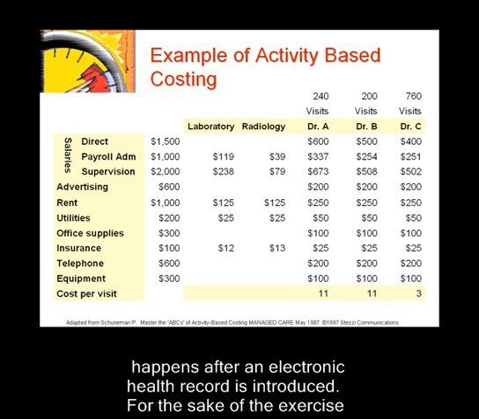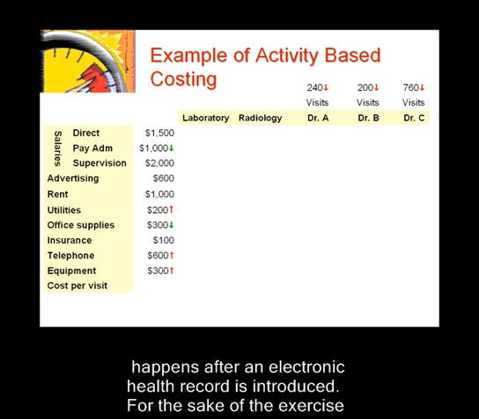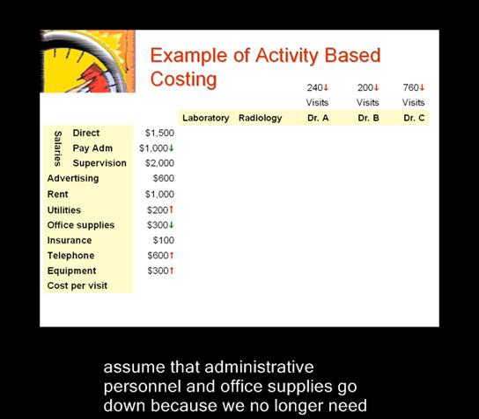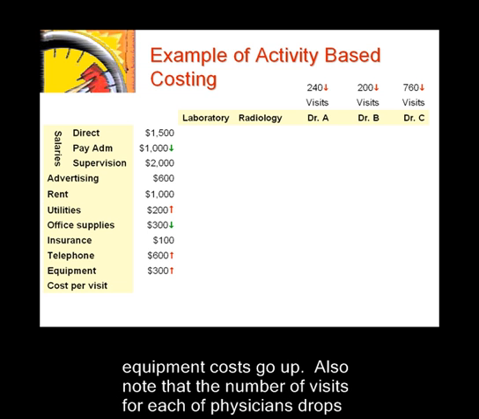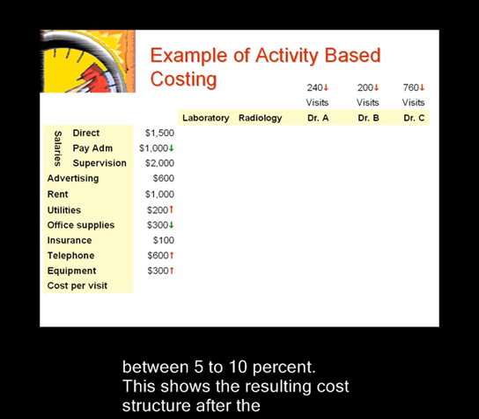Now let's see what happens after an electronic health record is introduced. For the sake of the exercise, assume that the administrative personnel and office supplies go down because we no longer need the clerk that was working with the paper records. Office utilities, telephone, and equipment costs go up. Also note that the number of visits for each of the physicians drops between 5 to 10%.